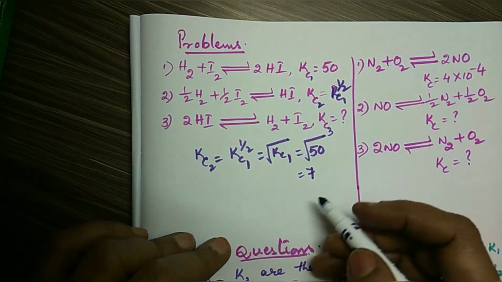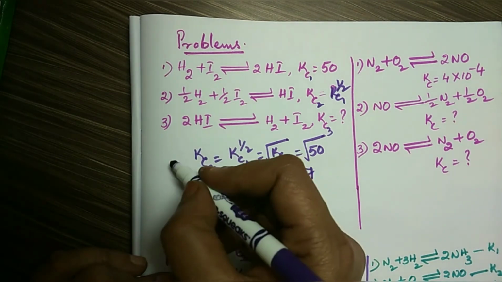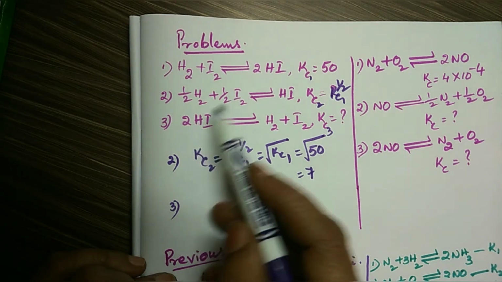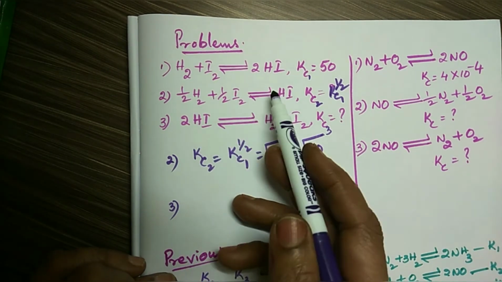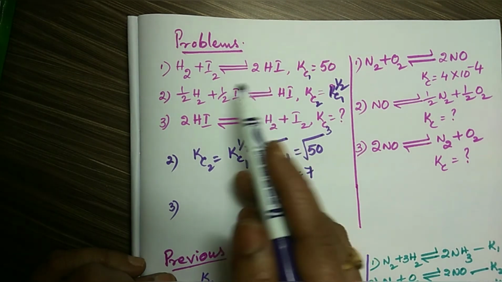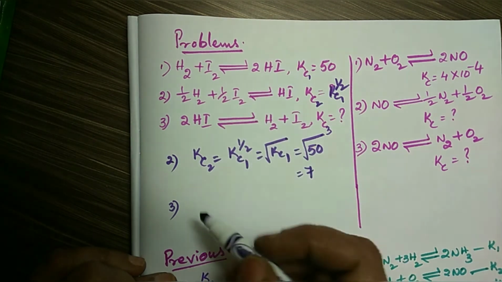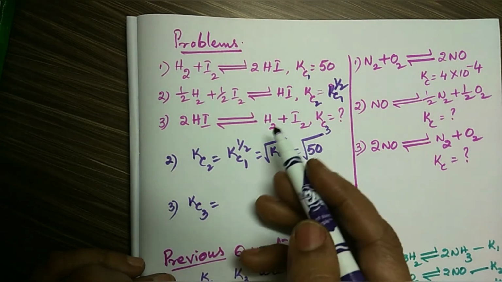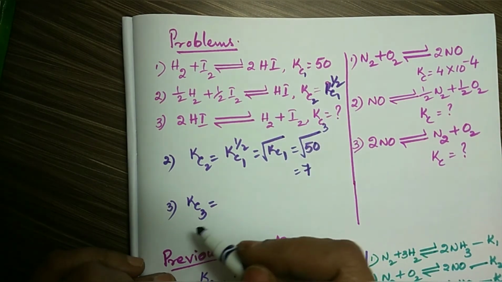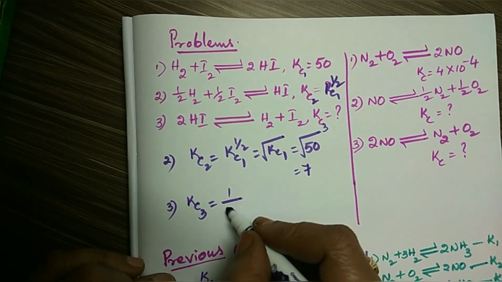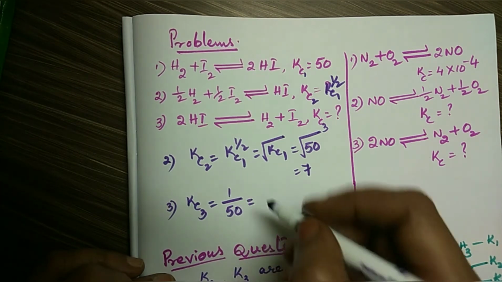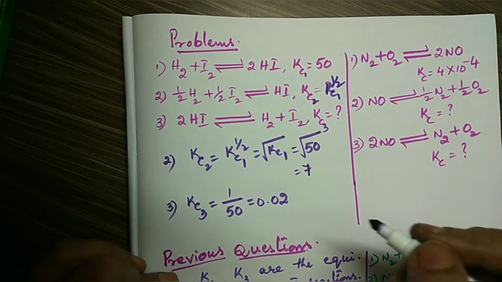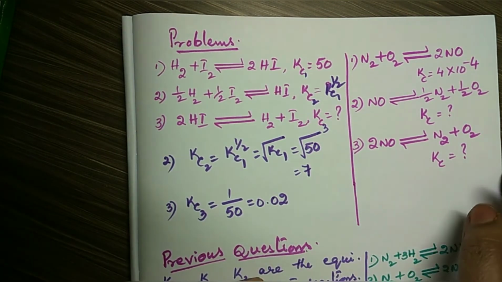It is equal to 7. And for the third one, the concentrations are same, but the reaction is reversed. So Kc3 is equal to the inverse of Kc1, 1 by 50, which is equal to 0.02. This is the answer. Like this we have to find out.